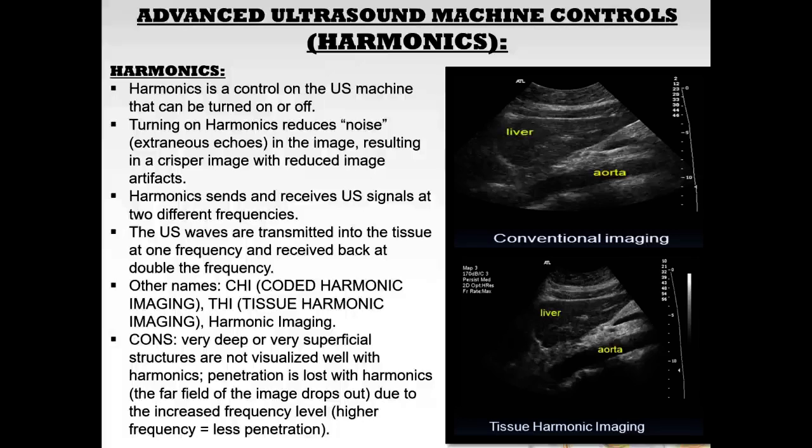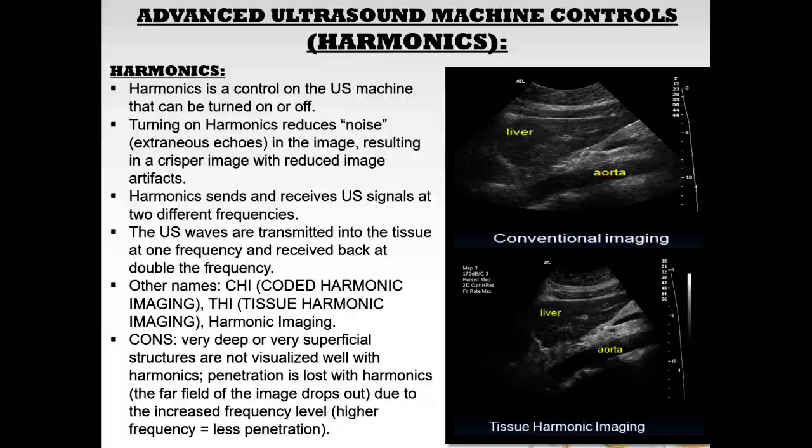All right, so now we're going to talk about some advanced ultrasound machine controls. The first one is Harmonics. Harmonics is a control on the ultrasound machine. It's either on or it's turned off. So when you turn Harmonics on, it reduces noise in the image. This is the extra echoes that don't belong to a structure in the body, and it gives you a crisper image with reduced image artifacts.